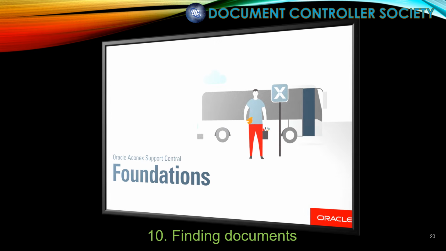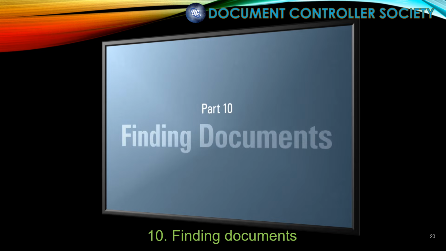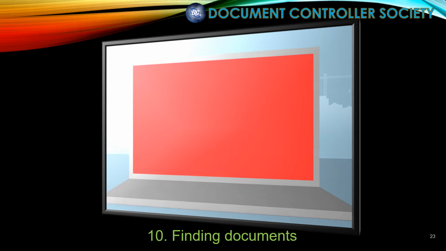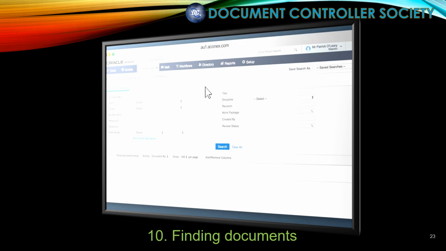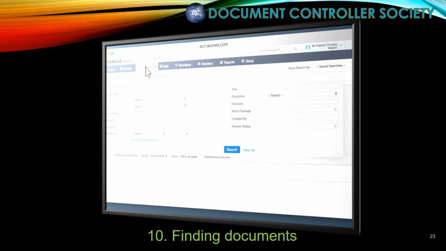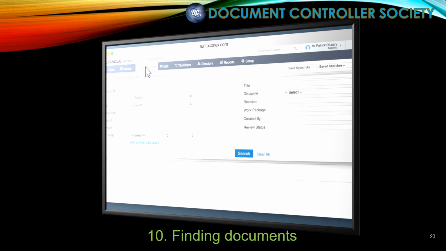So now let's look at how to find documents in the document register. In this video, we'll cover the search criteria you can apply to find your document, understanding search results. At the top of the document register screen, you'll see these search criteria fields. This will help you find the exact documents you're after. These fields correspond to the fields that were filled out when someone uploaded a document to the register. They've tagged the documents with information or details, and these are what we can use to find the document we're looking for.